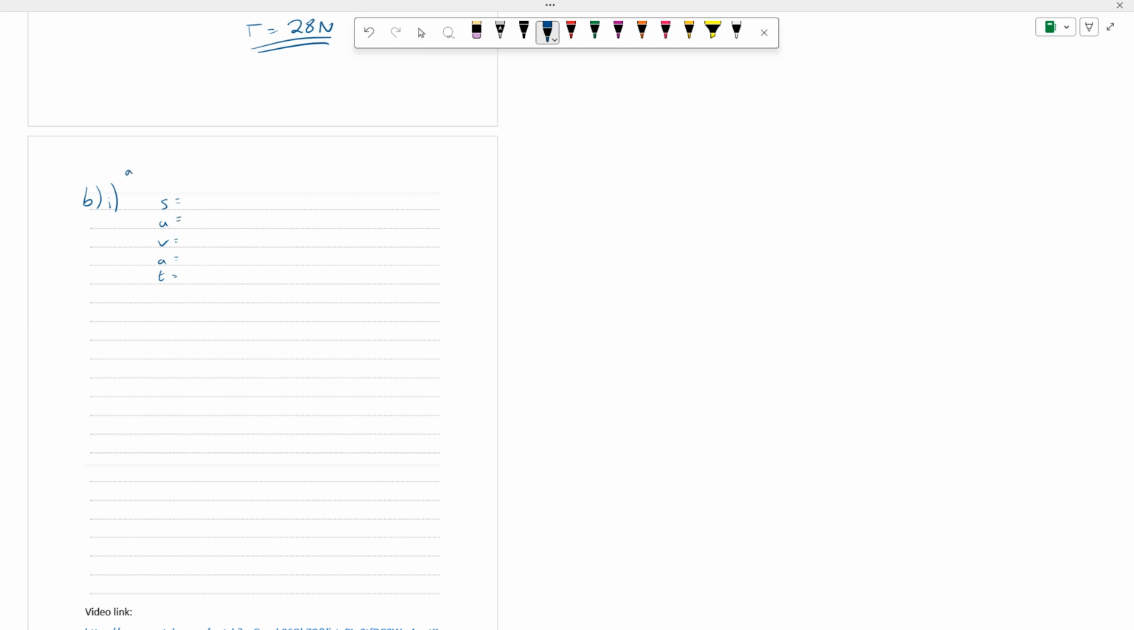Okay, I'm looking at A here. I'm going to take up as positive, because that's the way it moves initially. So initially u is 0. I want V. I just found the acceleration to be 4.2, and they told me it was 2 seconds. So I don't want S. That equation is V equals U plus AT. Substituting my values in, V equals 0 plus 4.2 times 2. So my velocity when the string breaks is 8.4 meters a second, and that's upwards.